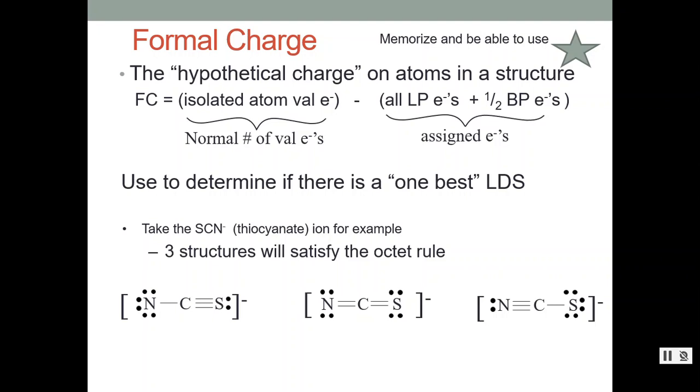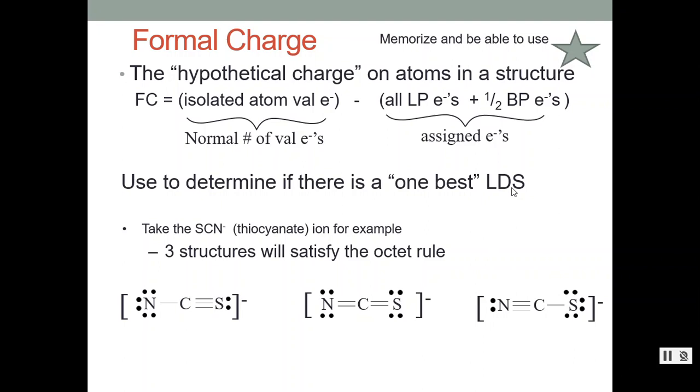So to determine if a particular resonance structure for a molecule is a better Lewis dot structure than another, meaning more reasonable, we use this concept called formal charge. Formal charge is the hypothetical charge on atoms in a particular structure. That, along with our knowledge about electronegativity for elements, will help us determine if there is one best Lewis dot structure.